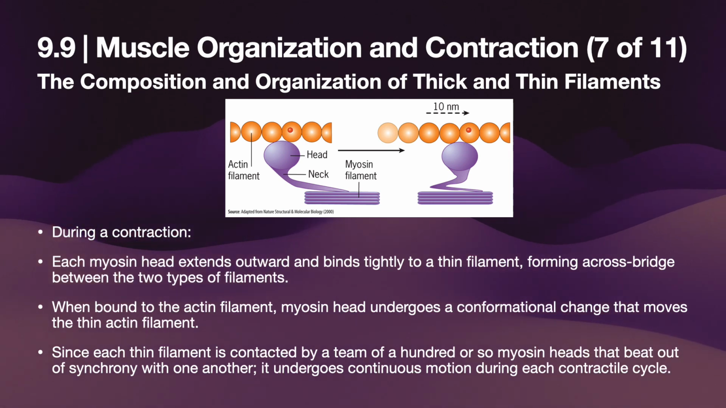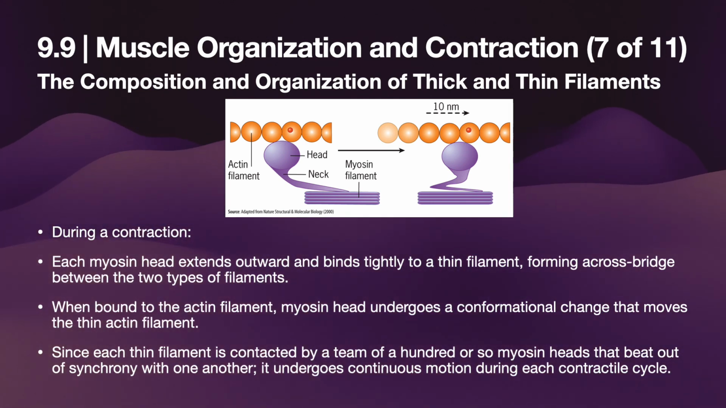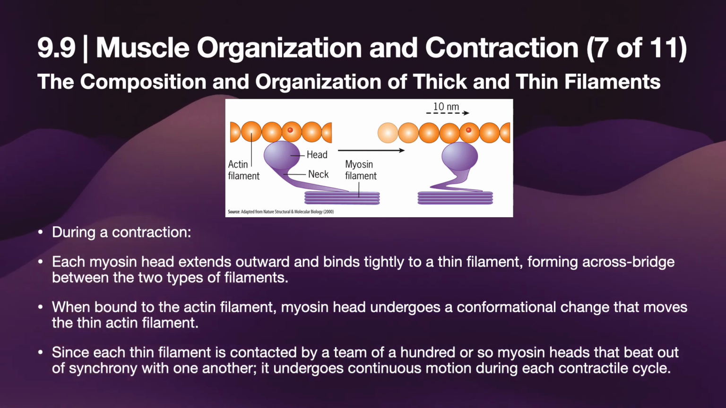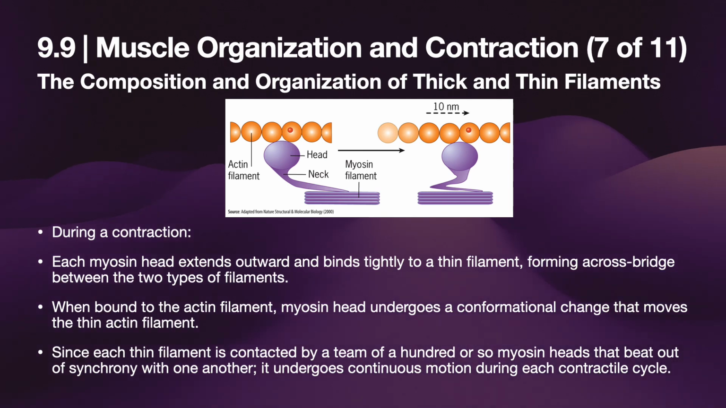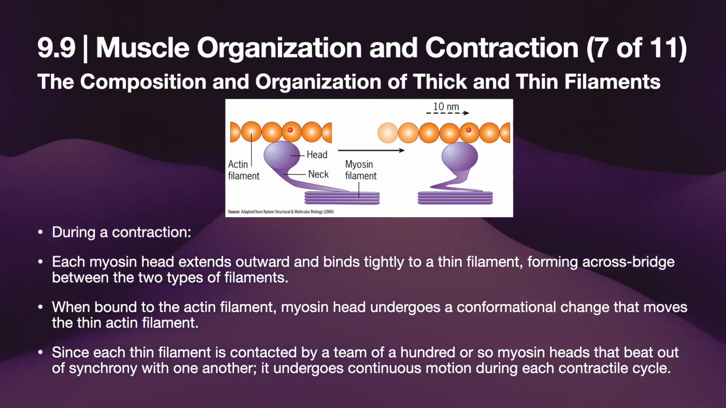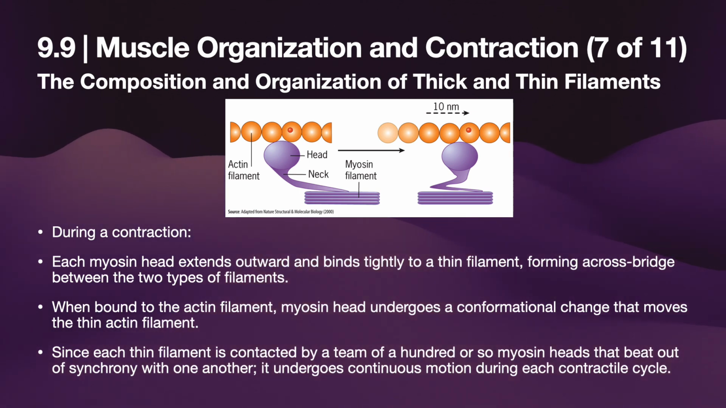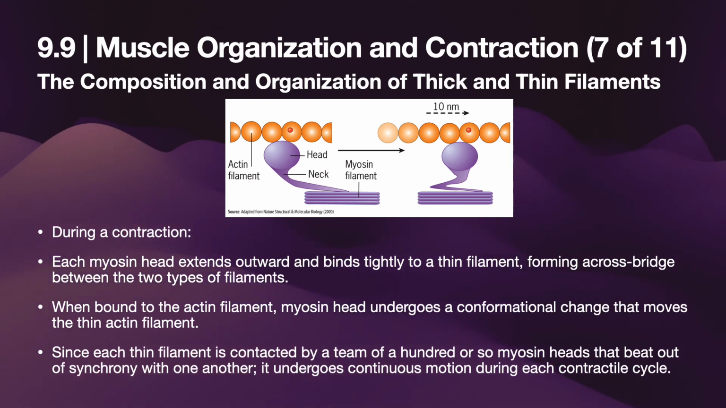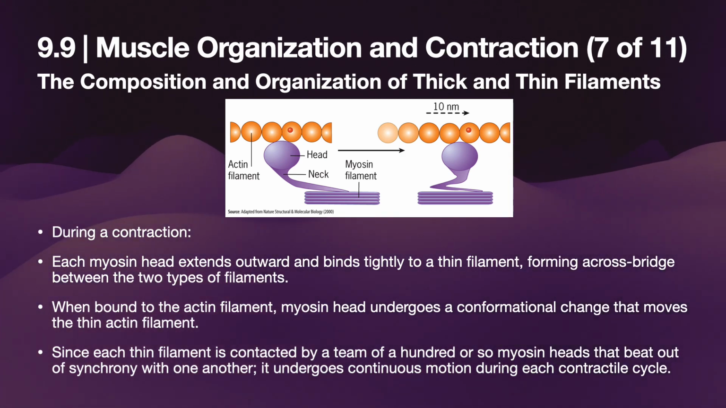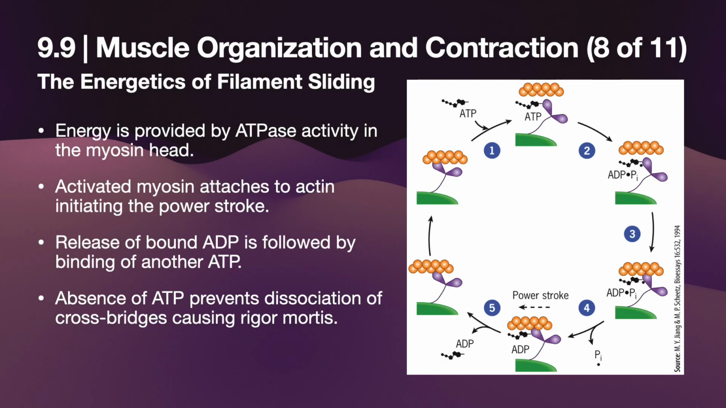During contraction, each myosin head extends outward and binds tightly to a thin filament, forming a cross bridge between the two types of filaments. When bound to the actin filament, the myosin head undergoes a conformational change that moves the thin actin filament. Since each thin filament is contacted by a team of 100 or so myosin heads that beat out of synchrony with one another, it undergoes a continuous motion during each contractile cycle.